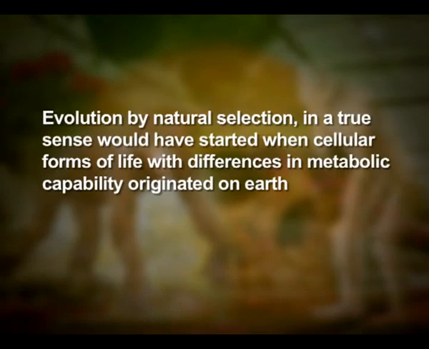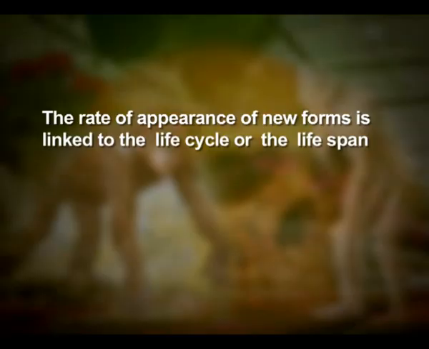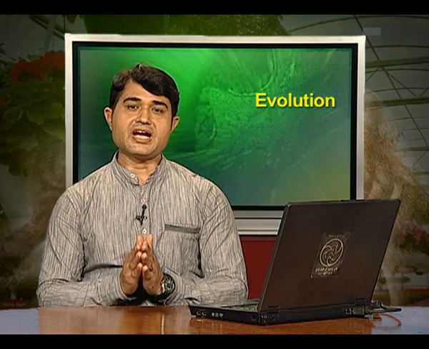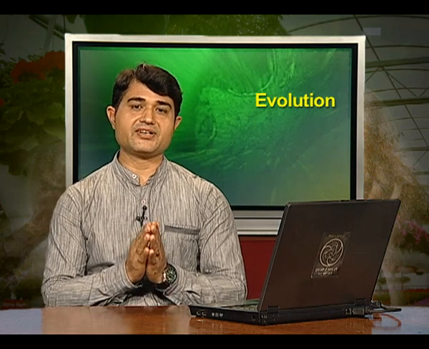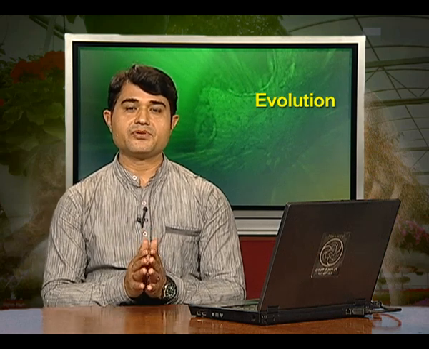Evolution by natural selection, in a true sense, would have started when cellular forms of life with differences in metabolic capability originated on earth. The essence of the Darwinian theory of evolution is natural selection. The rate of appearance of new forms is linked to the life cycle or lifespan. Microbes that divide fast have the ability to multiply and become millions of individuals within hours.